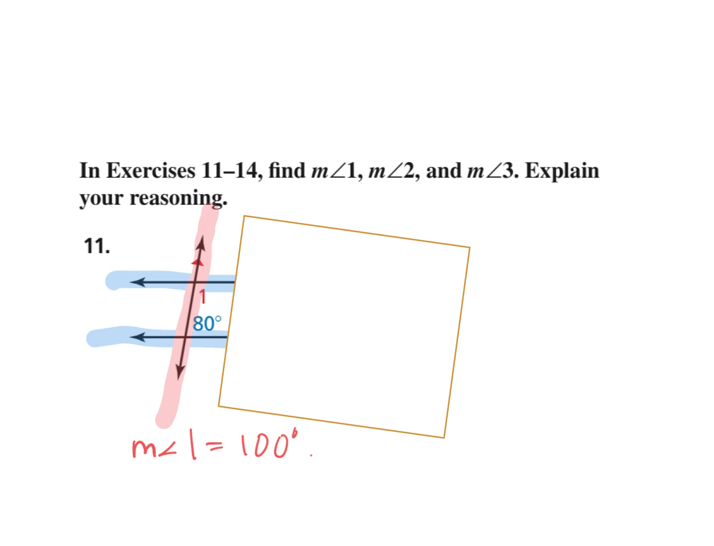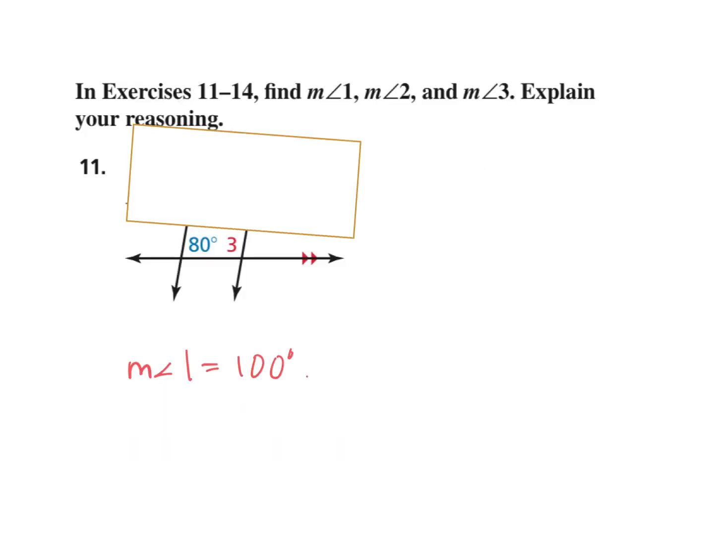All right, next, let's focus on these lines in a different way. What if these are two parallel lines, and this is our transversal? Then angle 3 and 80 degrees are consecutive interior angles. And those kinds of angles are supplementary. They also add up to 180 degrees. So if that's 80, the measure of angle 3 has to be 100 degrees.